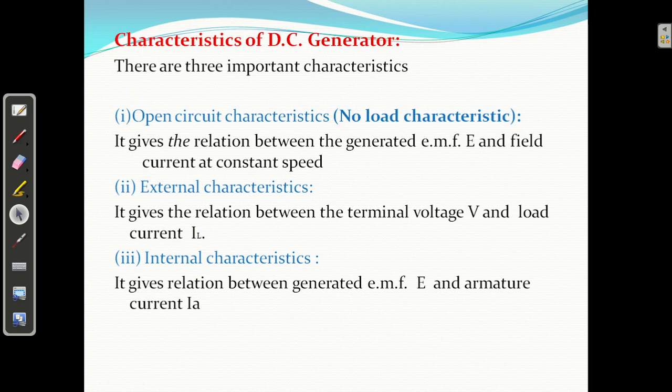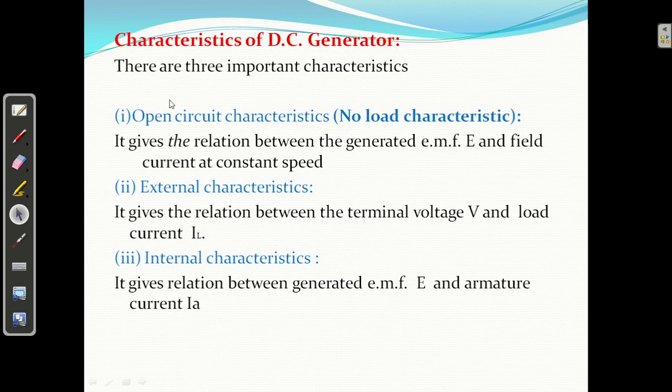There are three important characteristics we know. First one is known as the open circuit characteristic. This is also known as no load characteristics or magnetizing characteristics. The second one is called as load characteristic, and you can divide the load characteristic into two parts. One is called as external characteristic, that is the curve between terminal voltage V versus load current IL. And third is the internal characteristic. It is the curve between EMF generated EA versus the armature current IA. So these are the three characteristics we will discuss for all types of generator.